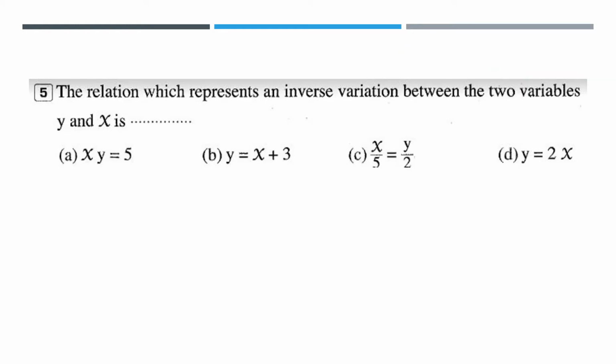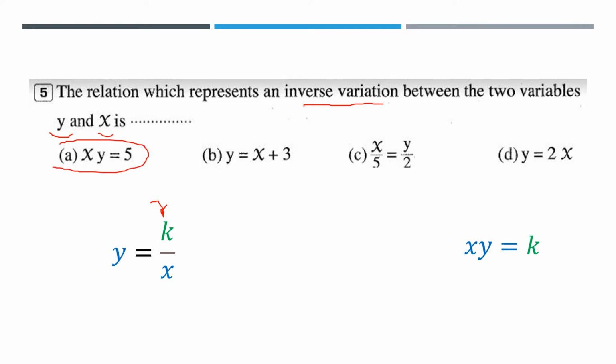Question 5 بيقول لي the relation which represents an inverse variation between the two variables x and y. خدنا قبل كده إن أنا عندي two shapes للinverse variation. يا إما هقول y تساوي constant k over x, يا إما هقول x times y equals the constant k. Whatever the constant is, يطلع 2 يطلع 5 مش مهم. المهم إن ده the shape of the inverse variation. Which choice I have this? It is A.